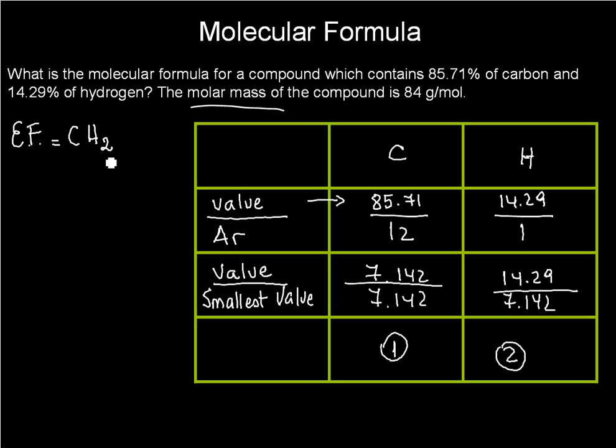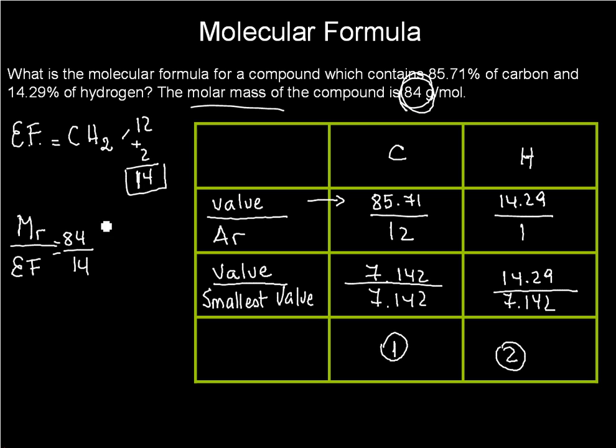Yes? Now, how much is the mass of this compound? It's 12 plus 2, so it's going to be 14, yes? Now, for calculating the actual molecular formula, we need to know how many times 14 gets into this number. So what we are going to do is the molecular mass or the molar mass of the compound divided by the empirical mass. In this case, it's going to be 84 divided by 14. 84 is the mass that they give us.